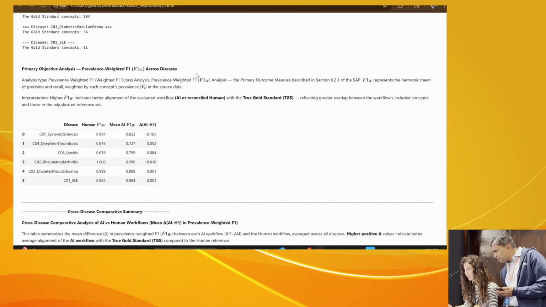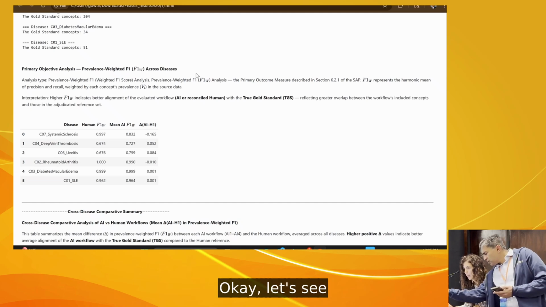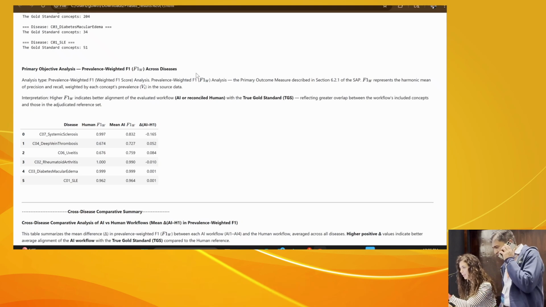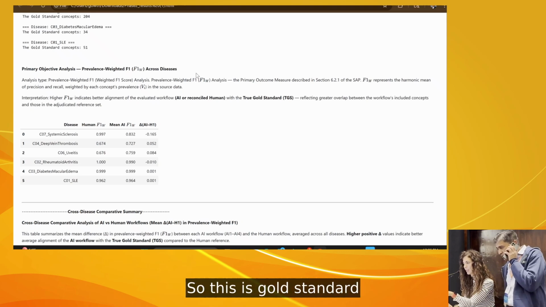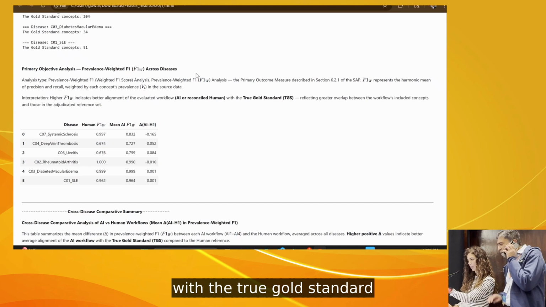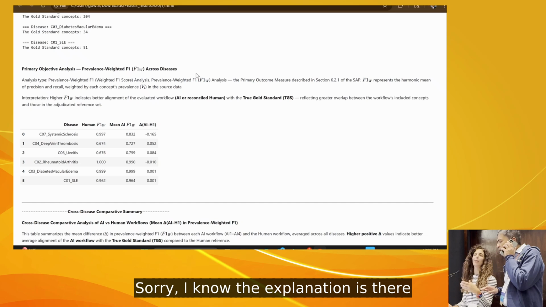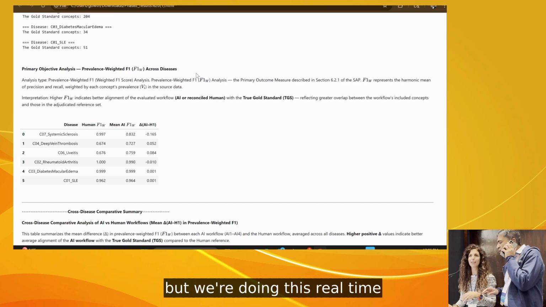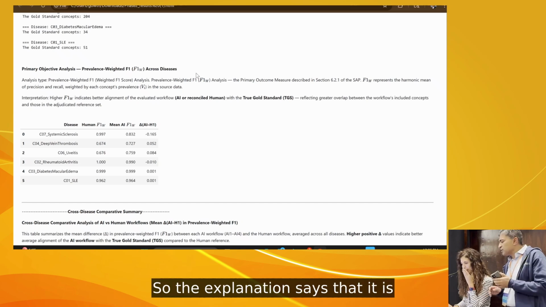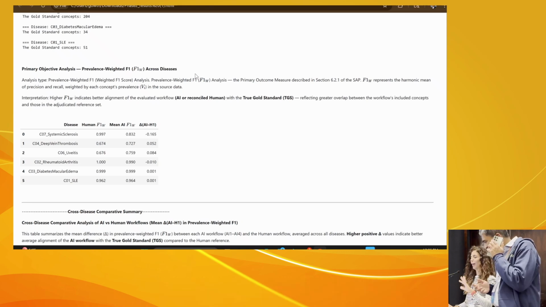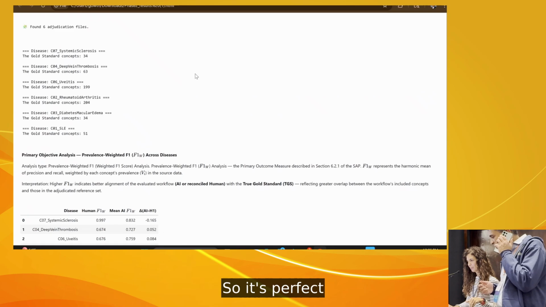Mm-hmm. So gold standard 15. Okay. Let's see. What does this here? Interpretation of. So this is gold standard with the true gold standard. It says it is. Sorry, I know the explanation is there, but we're doing this in real time, so it's hard. So the explanation says that it is okay. Human, but it's actually the gold standard. Oh, okay. Okay, so let's go back up. So it's all the gold standard.